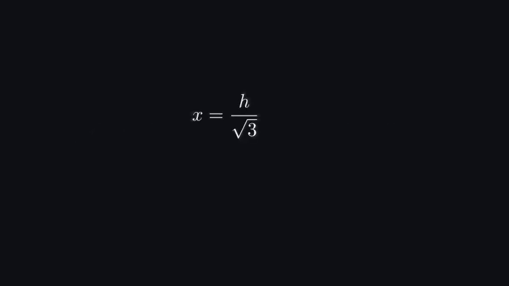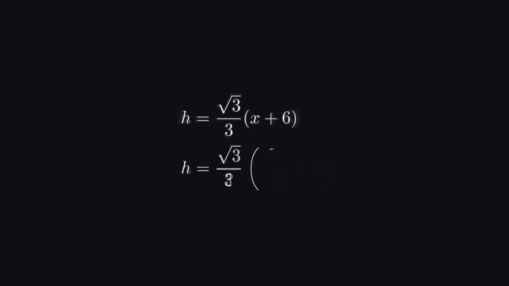x equals h over the square root of 3. h equals the square root of 3 over 3, times x plus 6. Substituting, h equals the square root of 3 over 3, times h over the square root of 3 plus 6.